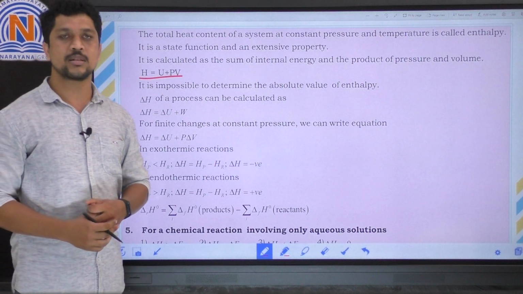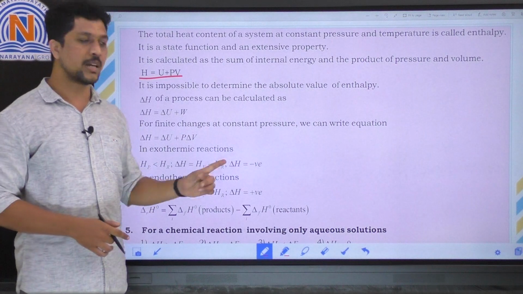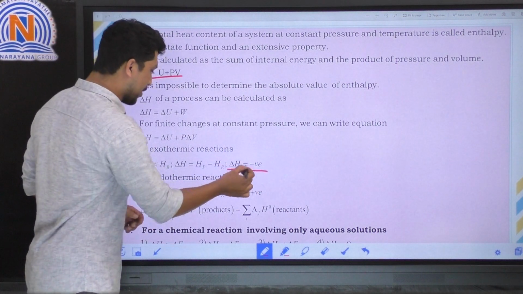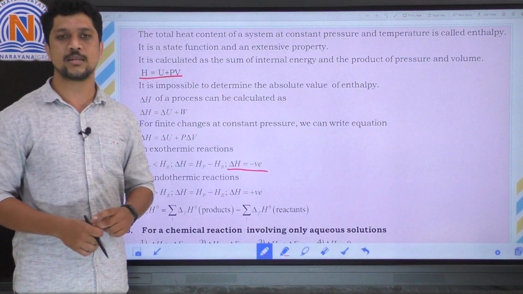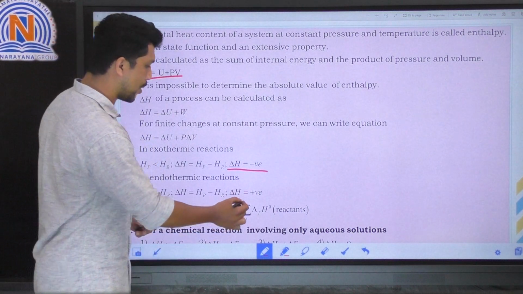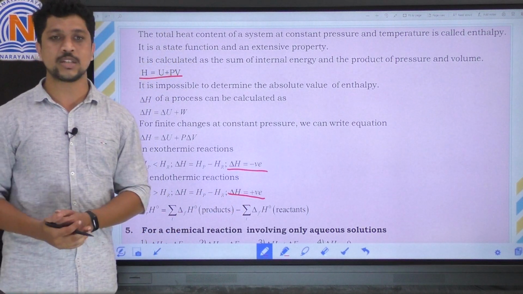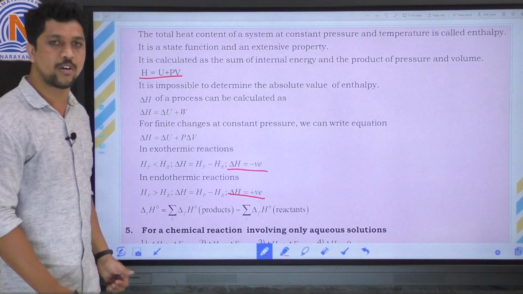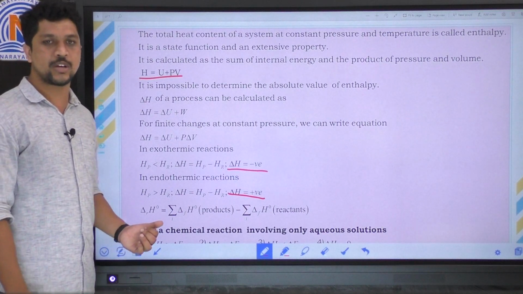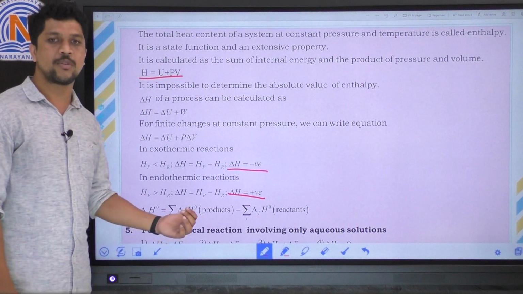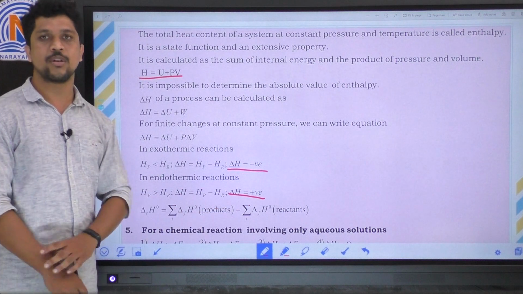In an exothermic reaction, the enthalpy of products is less than the enthalpy of reactants, then delta H will be negative. For an endothermic reaction, the enthalpy of products is greater than the enthalpy of reactants, then delta H is positive, right? So how can we calculate the enthalpy change? They have given the formula delta rH naught equal to sigma of delta fH naught of products minus sigma of delta fH naught of reactants, the sum of the enthalpy of products minus the sum of the enthalpy of reactants.